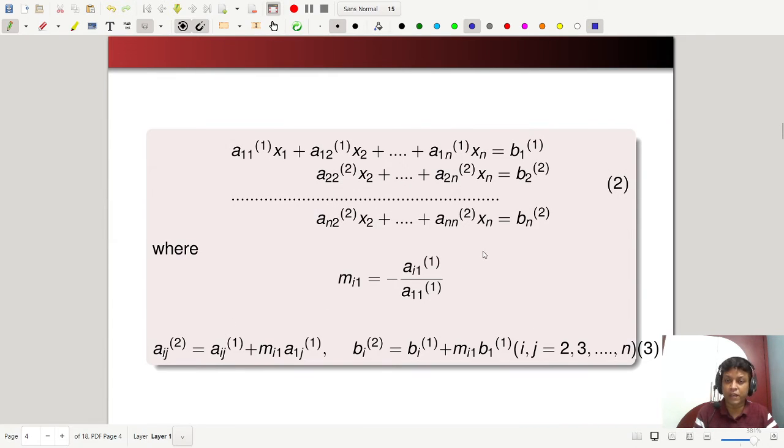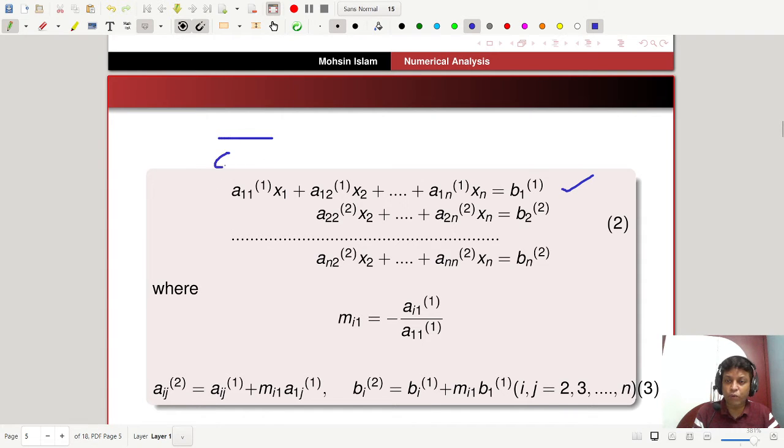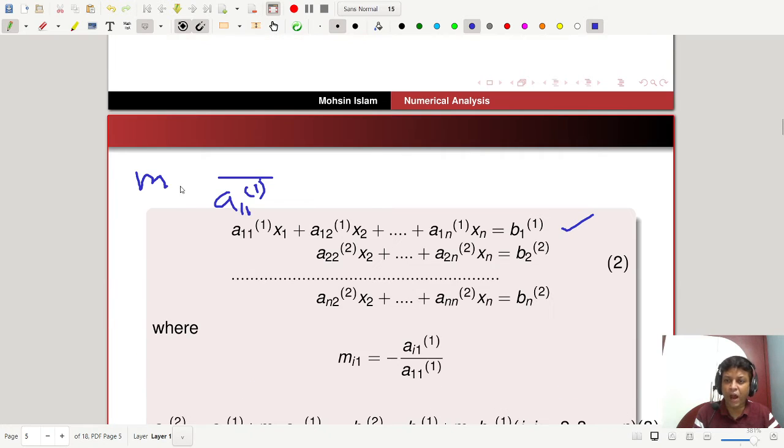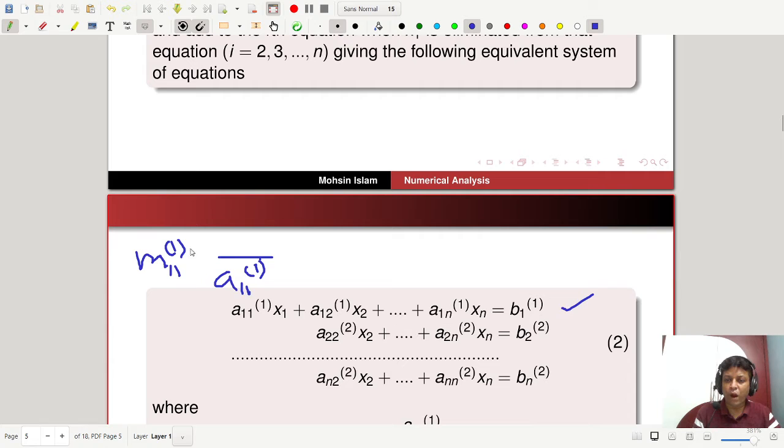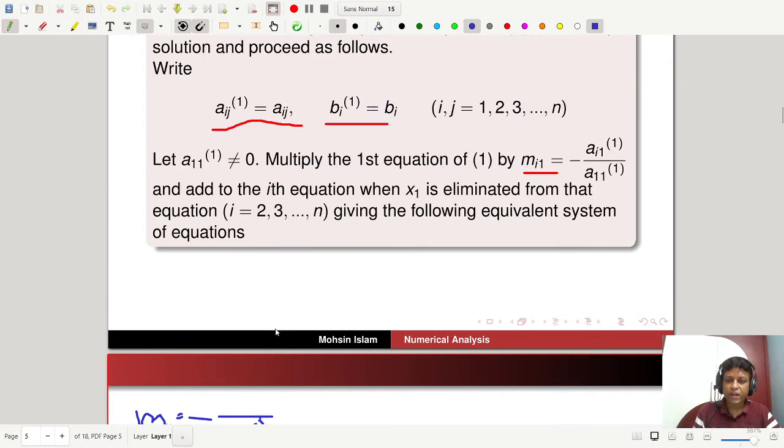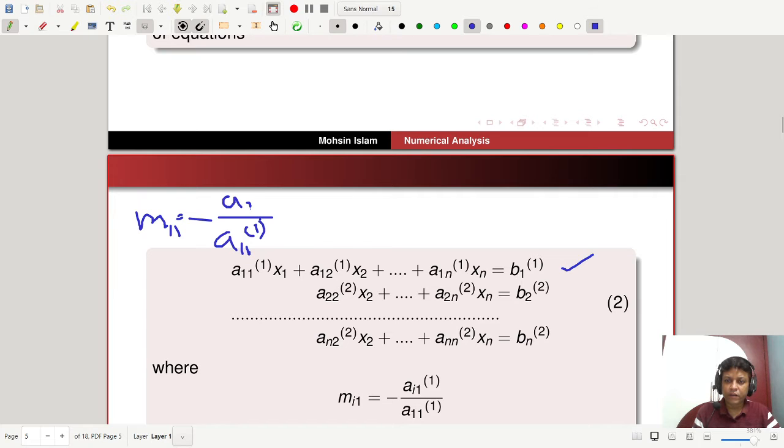Let me show you. So this is the first equation I was talking about, and what you have done is divide by a11, right? This is your multiplier. So what is your multiplier? Look at that, your multiplier is mi1. So for the first case, your multiplier is m11, and that will be equal to minus a21 by a11. This is your multiplier for the first equation.